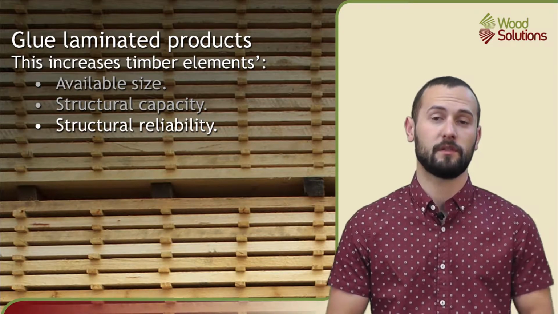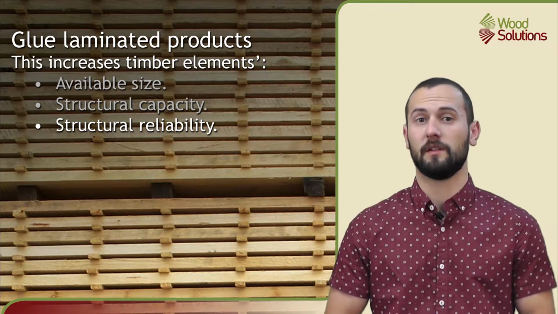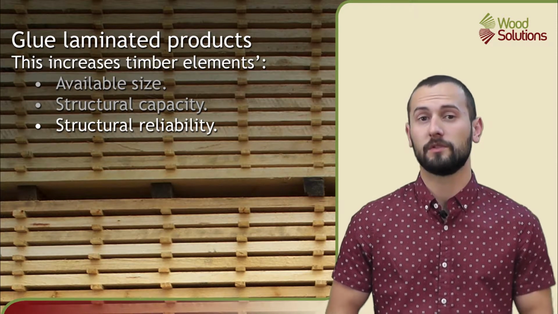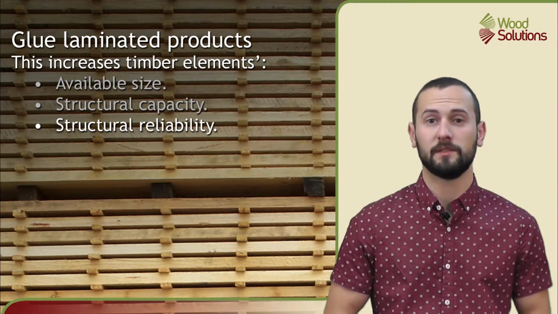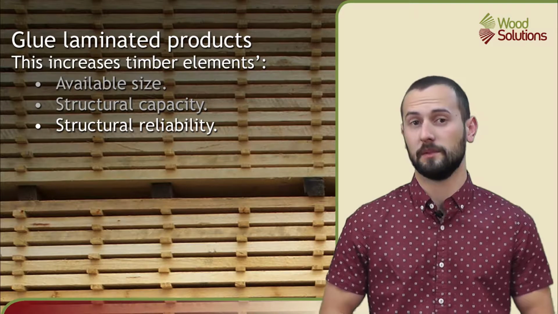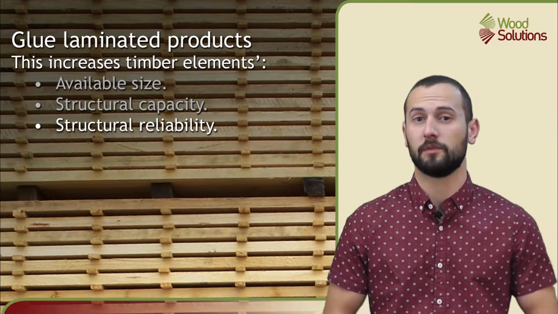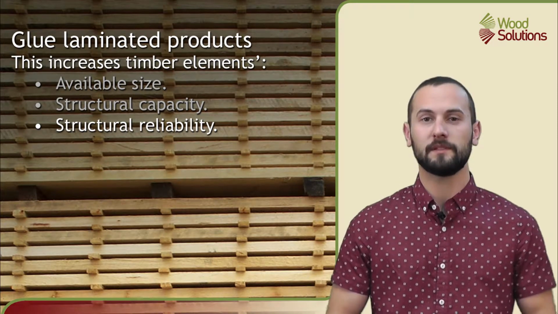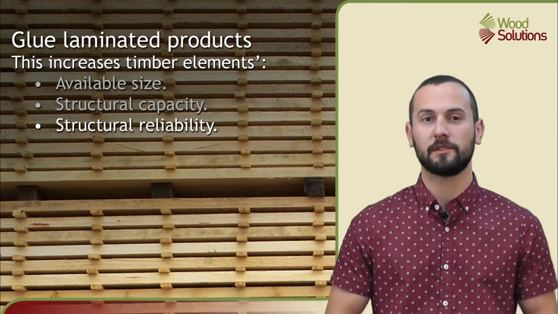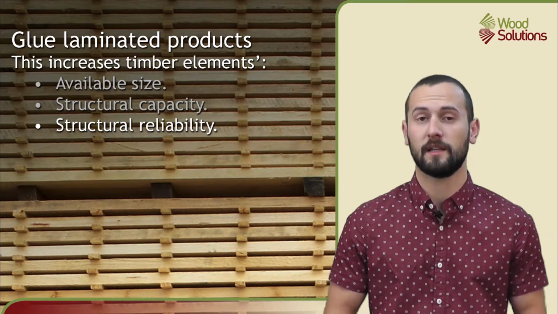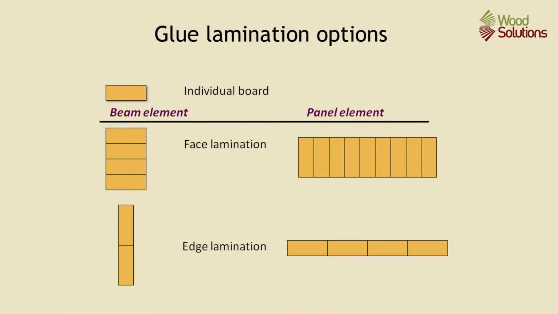The strength-reducing characteristics like knots commonly found in large pieces of sawn timber don't occur. It can also use a large amount of relatively short pieces to make larger, more useful elements. Element size is then only limited by equipment and transport capacity. This presentation focuses mainly on the production of linear beam elements, but the general approaches to making panel elements can be similar. There are many ways to glue boards together.